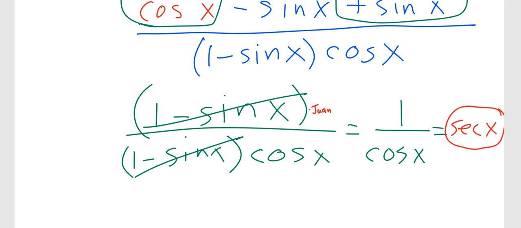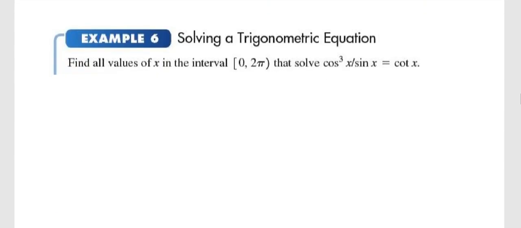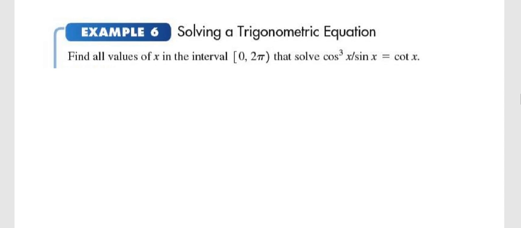Okay? I need you to work on the rest of those homework problems. I think we need to, I'll look and I'll change the problems because we didn't get to example 6. Folks, we'll continue working on this tomorrow.